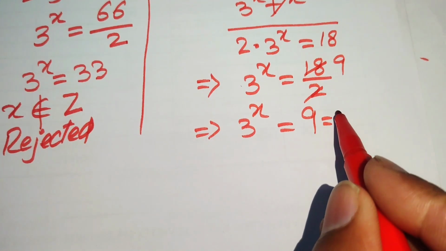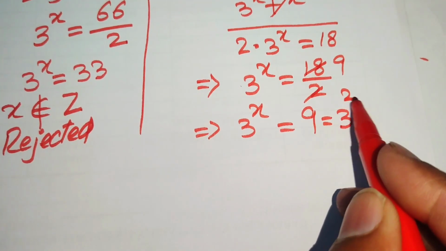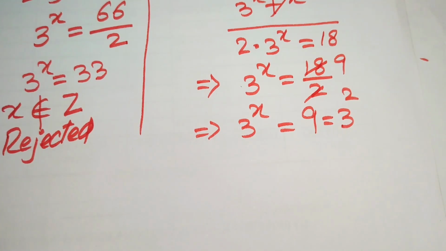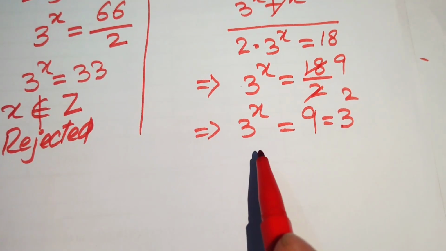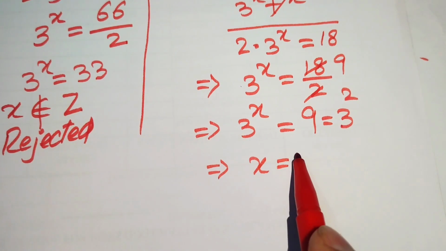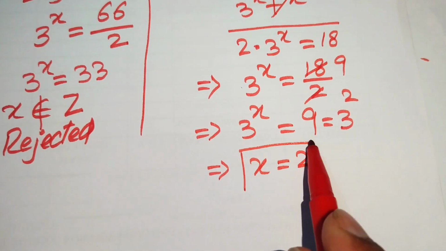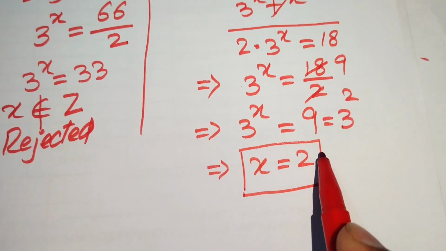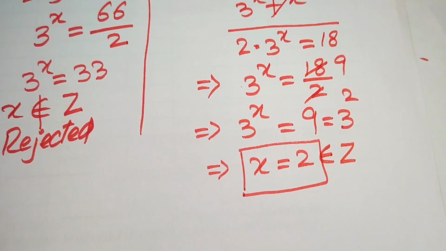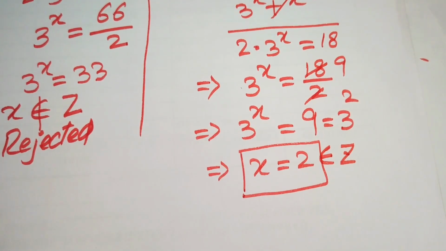Now when we write 9 in prime factor form, we get 3 square. It means that we write this 9 as 3 squared, and now we compare both sides. Then you easily get the value of x equals 2. You see that this 2 belongs to the integers. So x equals 2 is the integer solution of the given equation.